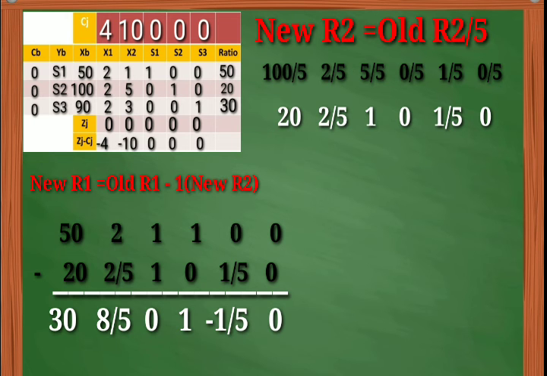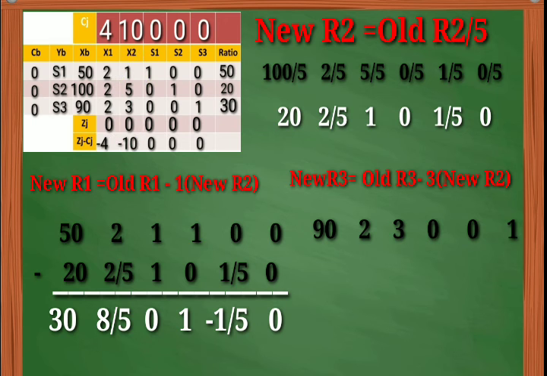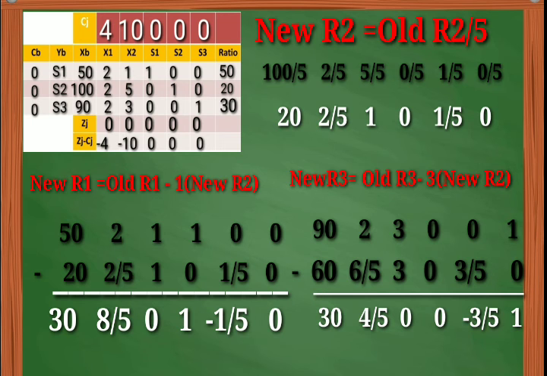Now we want to find new R3. New R3 equal to old R3 minus 3 times new R2. Here 3 is in the pivot column. Old R3 is equal to 90, 2, 3, 0, 0, 1. 3 into R2 is 60, 6 by 5, 3, 0, 3 by 5, 0. Now we got 30, 4 by 5, 0, 0, minus 3 by 5, 1.